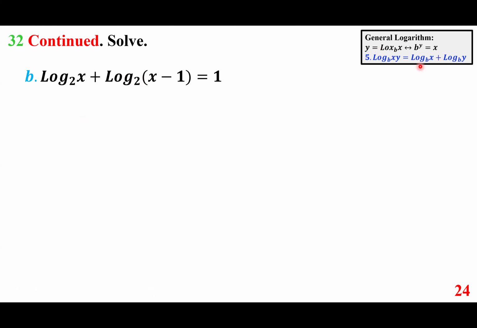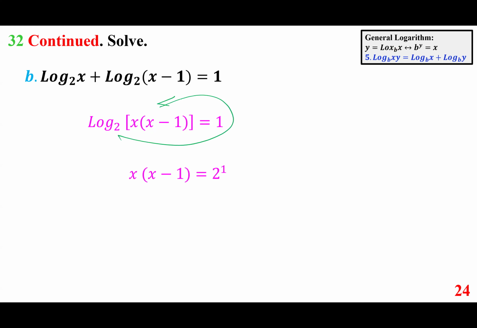And we are going to use number 5, the product rule, log base 2 of x times x minus 1. And the right side remains unchanged. And now we go with the property of log. That means, this arrow, x times x minus 1 is 2 to the power of 1. So this is x squared. This is minus x. Move this one, make it negative.